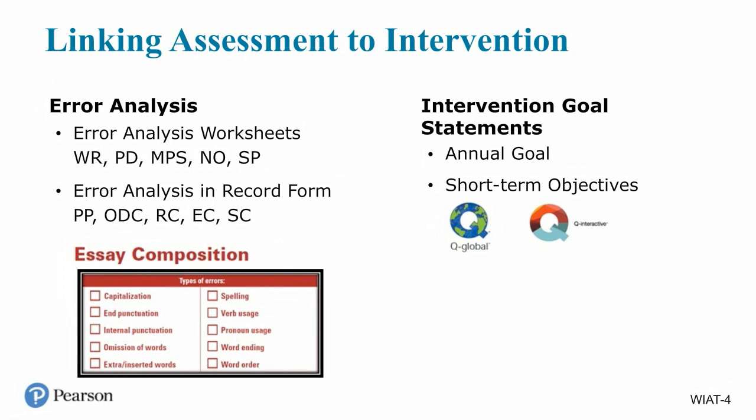As an example, pictured here is the section from the record form that shows the types of errors for the essay composition subtest. If you use digital scoring on Q Global or Q Interactive, the system will report error analysis based on item responses. The system also provides intervention goal statements, which include annual goal and short-term objectives.